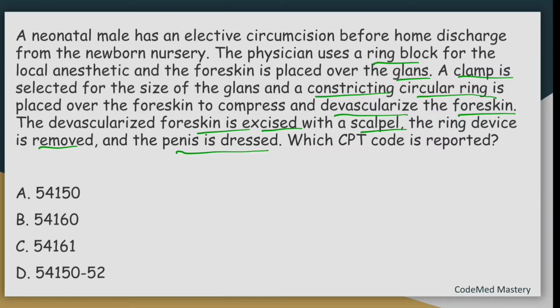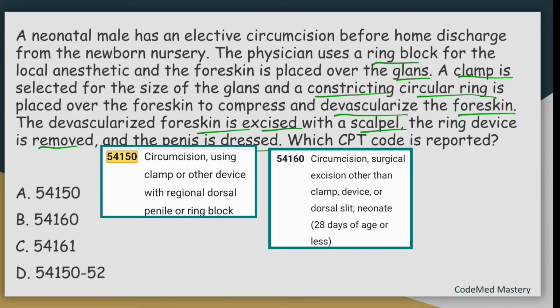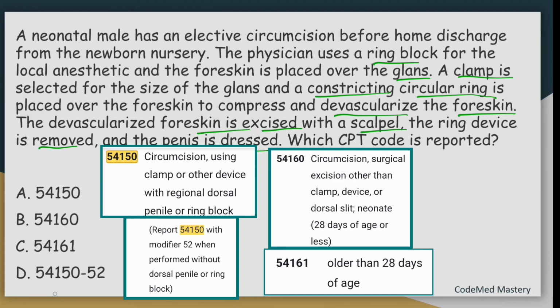Check option A 54150, which is for circumcision using clamp or other device with regional dorsal penile or ring block. Check option B 54160, which is for circumcision surgical excision other than clamp, and 54161 is for circumcision surgical excision other than clamp older than 28 days of age, and option D 54150 with modifier 52, that is for when performed without dorsal penile or ring block. So which among these is the right answer? The right answer is option A 54150 because that is for circumcision using clamp.